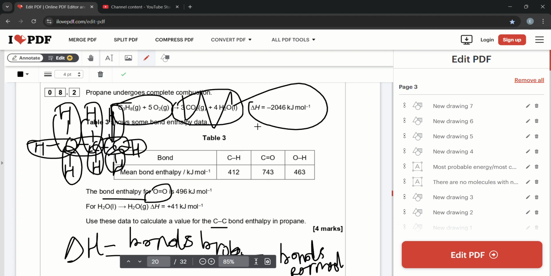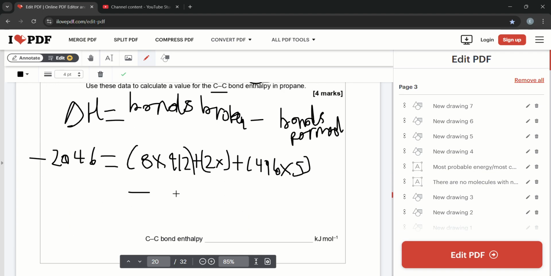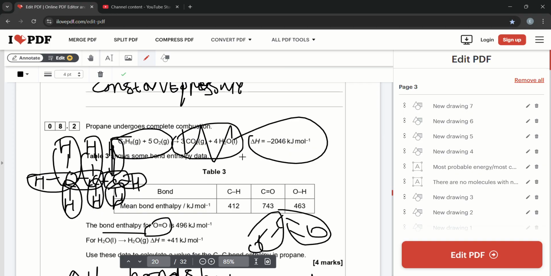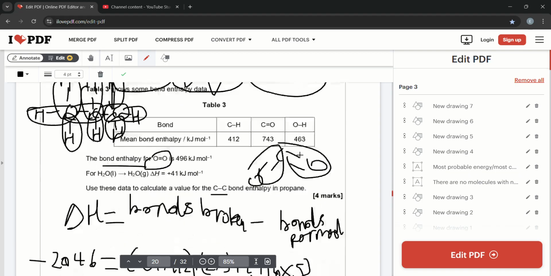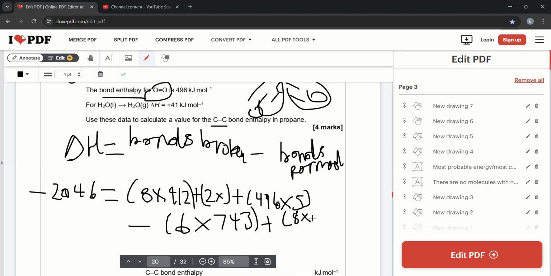Then minus 3 CO2. The thing about CO2, we've got C double bond O. So what's it going to be? Well, it's going to be 2 in each one. We've got 3 of them, so it's going to be 6 C=O bonds, which is 6 times 743. Plus 4 H2O. Again with H2O, it's going to be 8 O-H bonds, so plus 8 times 463.